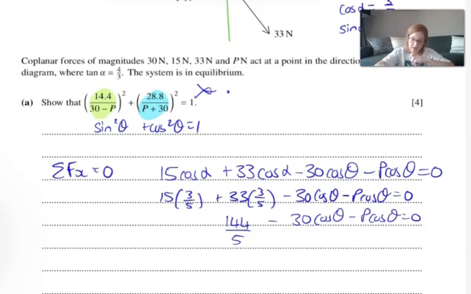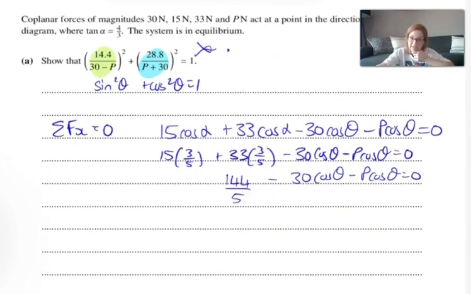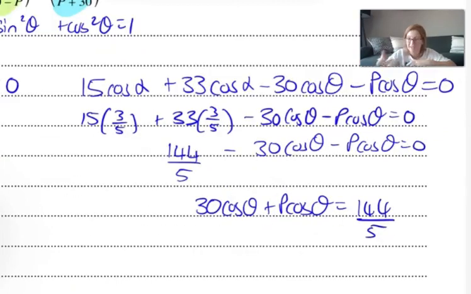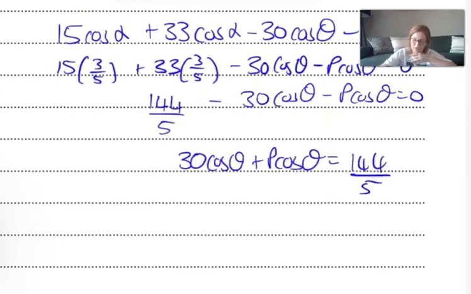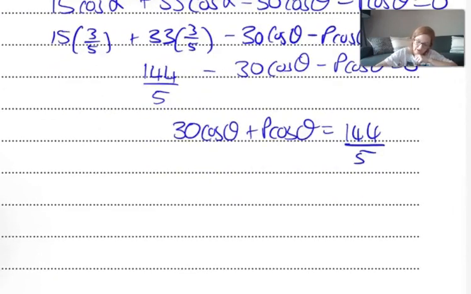Okay, can you see that I can make cos theta the subject of the formula? So I think I'm going to do that. I'm going to take my cos thetas to the other side. So I've got 30 cos theta plus p cos theta. I said I'm taking them to the other side, so they become positive. And then I'm left with 144 over 5. Now I'm going to factor out the cos theta.